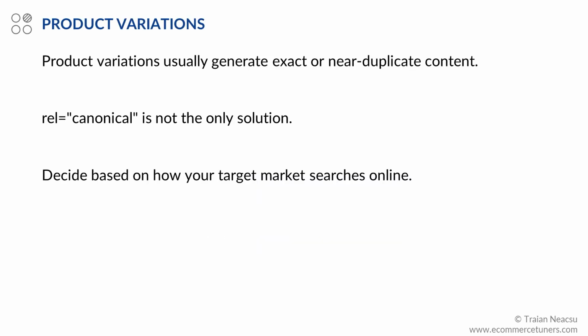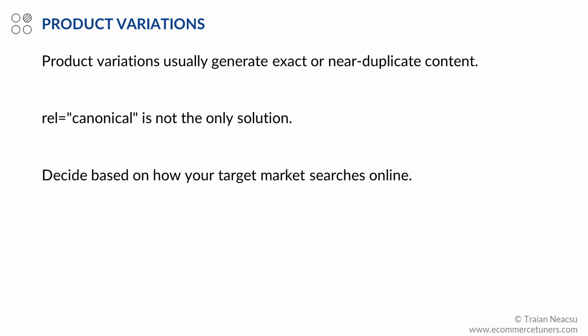Even with your unique product descriptions, you can run into crawling and duplicate content issues if products come in multiple variations. For example, the Nike Dual Fusion shoes come in red, green, and black, and can generate unique URLs for each possible product variation. Product variations usually generate exact or near duplicate content, and such cases are best handled with rel canonical. However, rel canonical is not the only solution.